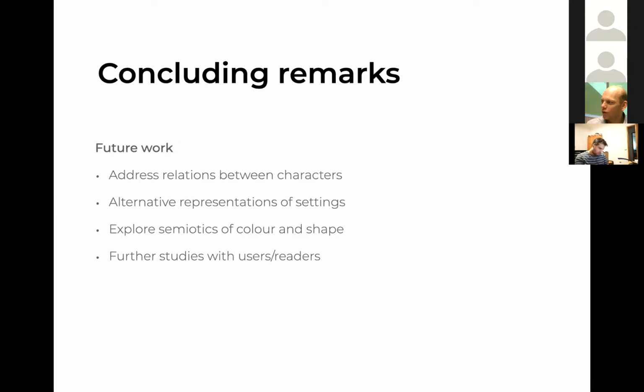As for future work, there are many things to do. I'm just enumerating a few that I think are quite important. It's important to address relations between characters. We tried that, but it's something that we have to improve. As I said, I think using collage wasn't a good idea. At least I don't like the final composition. We are exploring further the semiotics of color and shape in this research, and we want to perform further studies with users, readers of this text, so that we can improve our system. And that's it. Thank you.